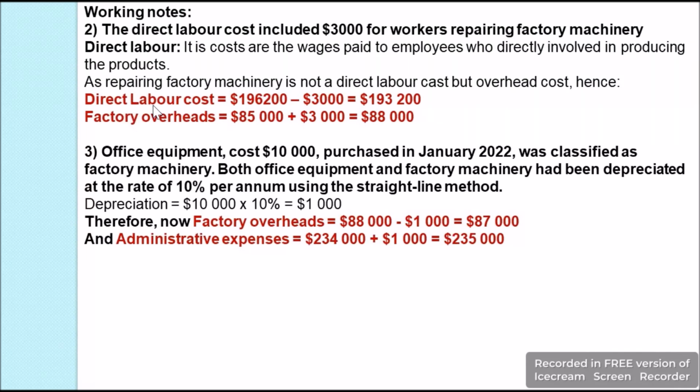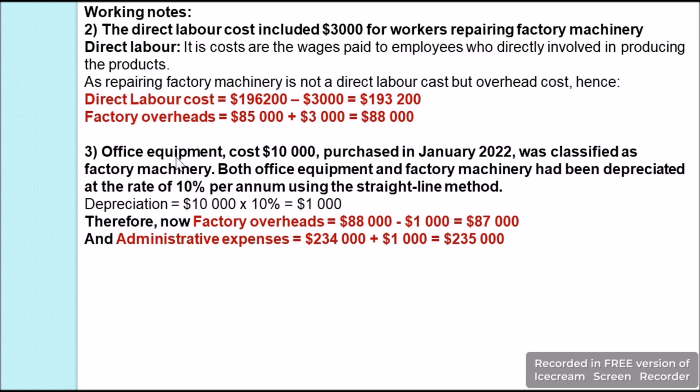So what we will do is we'll take the direct labor cost, which was given as $196,200. From there we subtract this $3,000. We will get the direct labor cost as $193,200. Then the factory overheads, which are your indirect costs, and the wages which are paid for the repairs of factory machinery will be a part of your factory overheads. So we will add that to the factory overheads. We'll take $85,000, to this we add $3,000, and we'll get the factory overheads as $88,000.